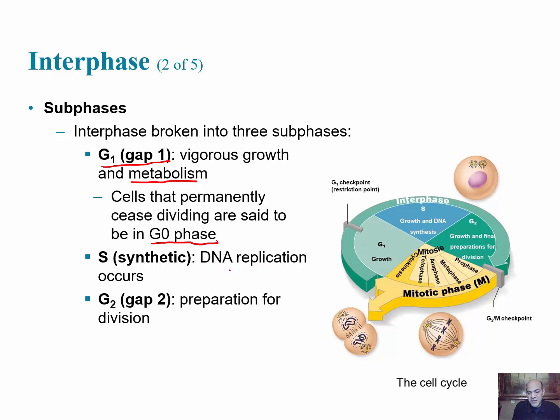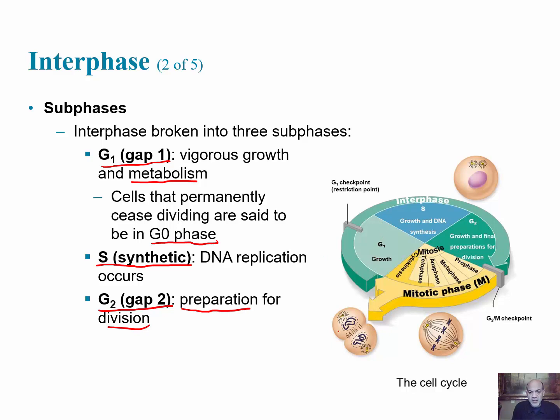But for those cells that do divide, if they make it to a certain point and the right activity in the cell is going to cause the cell to divide, then it enters the S phase, which stands for synthesis. And here is where copies of DNA are made. And then after the DNA is made, we get into G2 or gap 2, and that's where we're going to be making final preparations for that cell division, because the cell has committed to that.